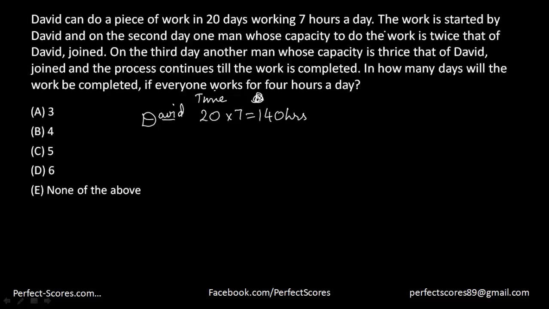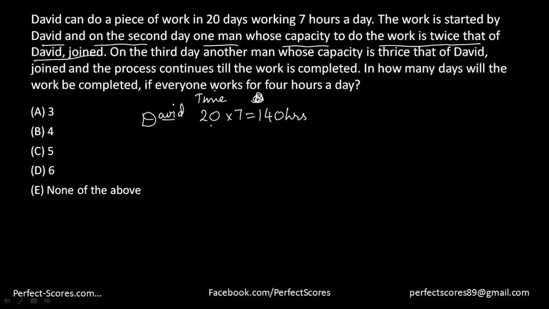Okay, so the question says the work is started by David, and on the second day, one man whose capacity to do work is twice that of David joined. And on the third day, another man whose capacity is thrice that of David joined. And this process continues till the work is completed. So in how many days will the work be completed, right?